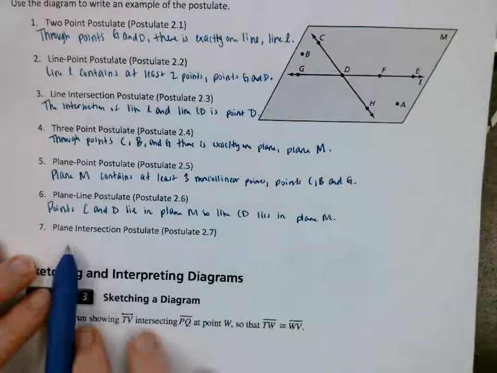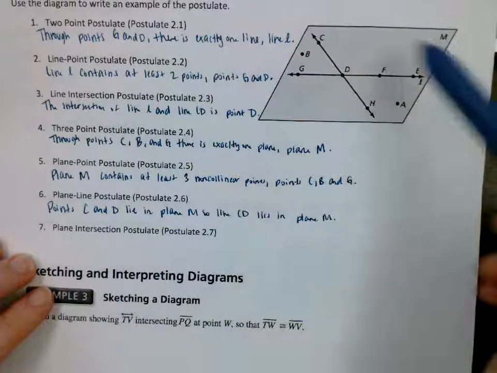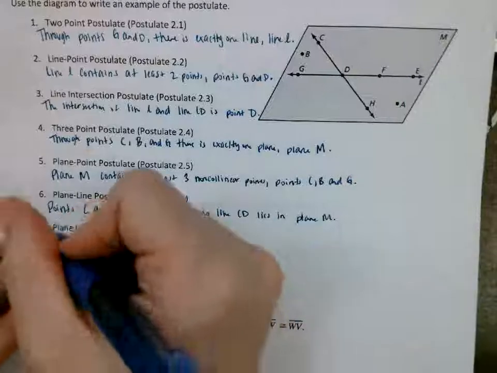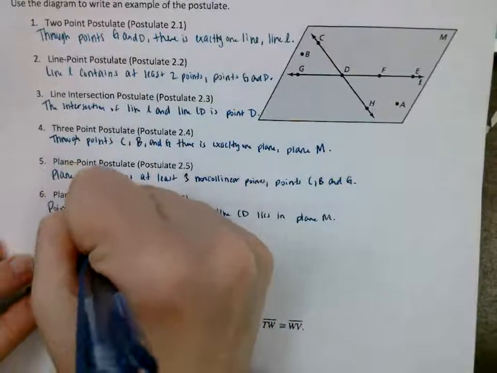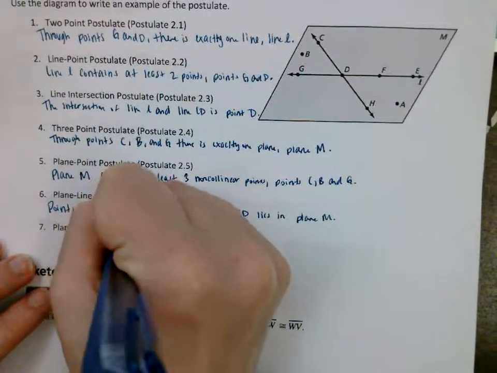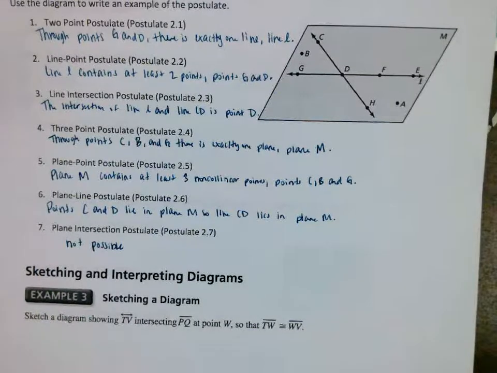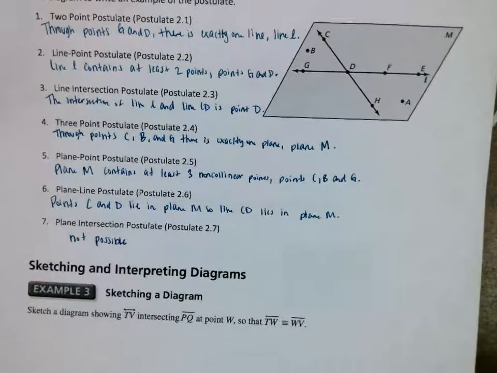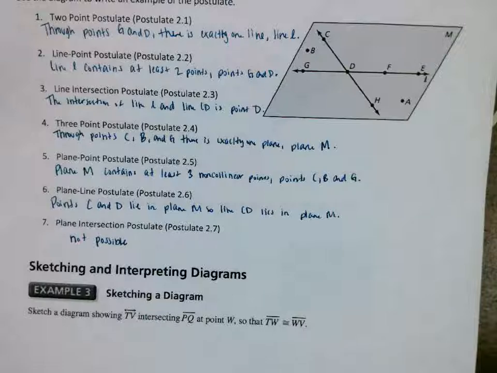Okay, and the last one is the plane intersection postulate. This diagram only has one plane, so in this case you would just write not possible. Okay, if it had 2 planes, then you would continue in writing that example. Okay, example 3 then is sketching a diagram.